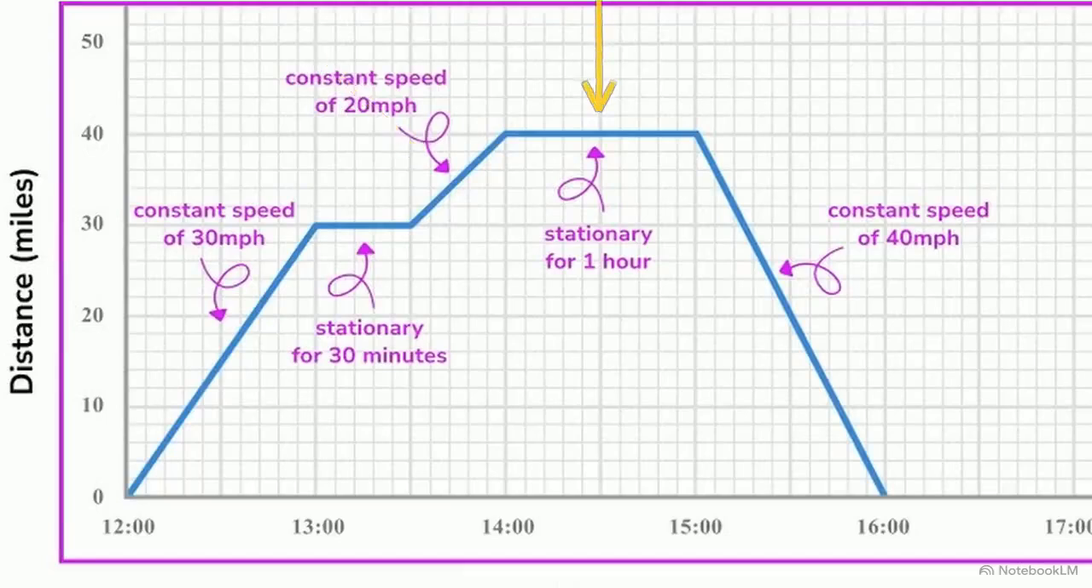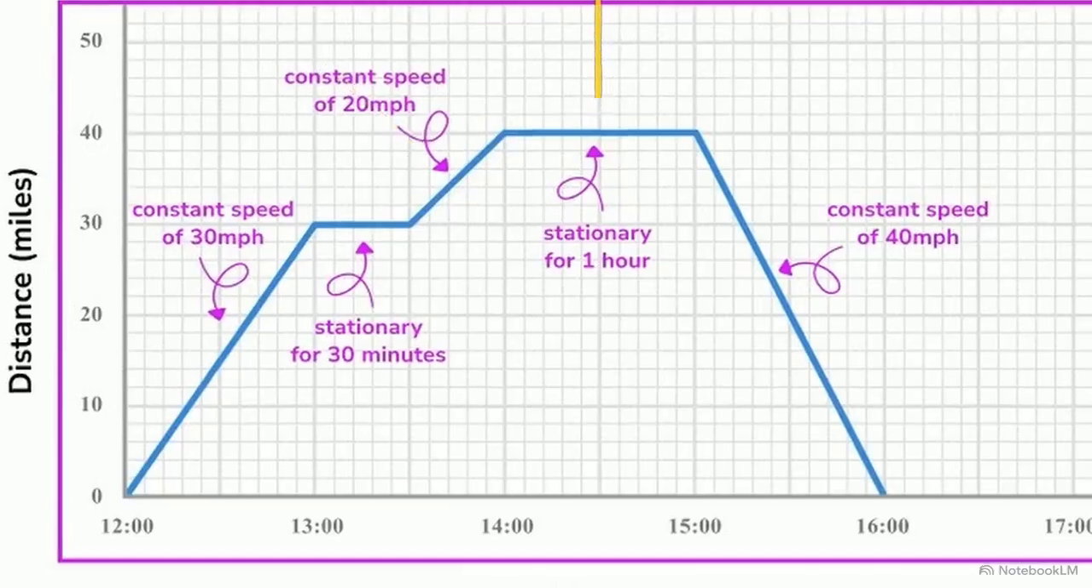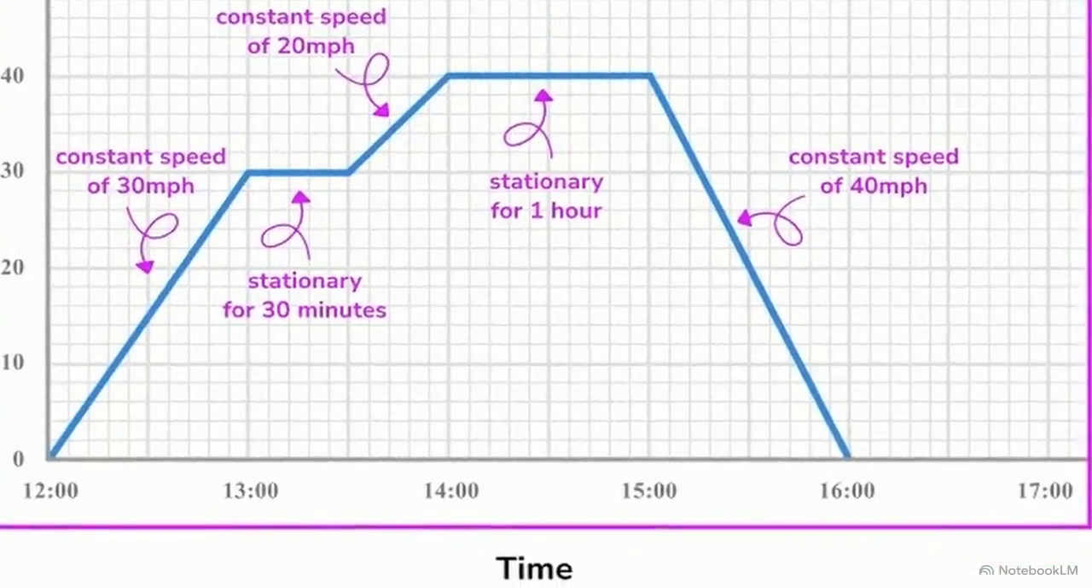A common mistake is to see a flat horizontal line and assume the object is traveling along a flat road. In reality, a flat line means time is passing, but the distance is not changing at all. The object is completely stationary.